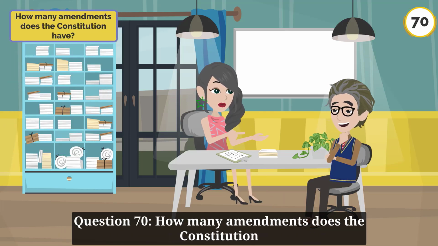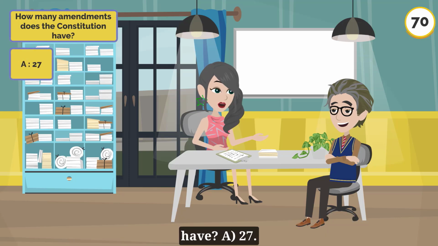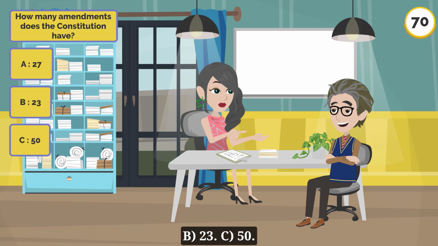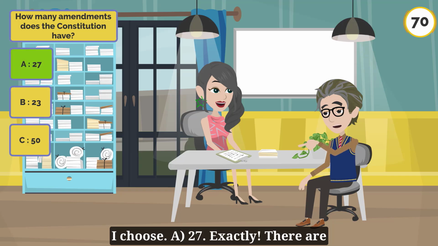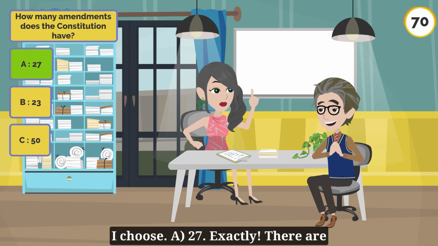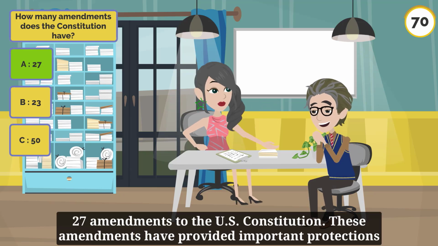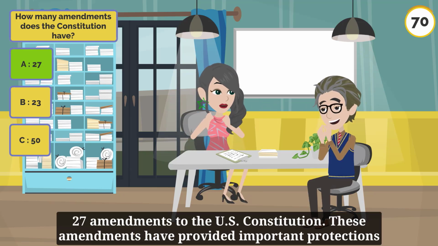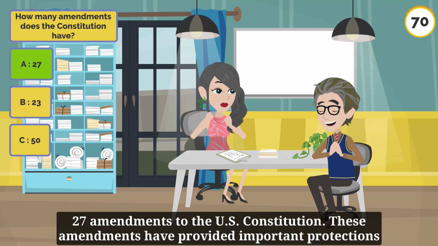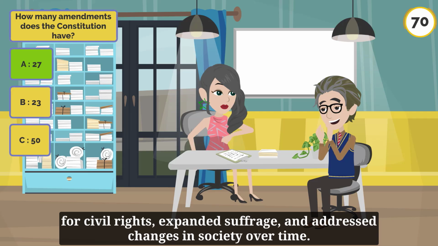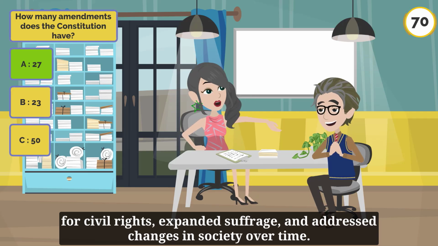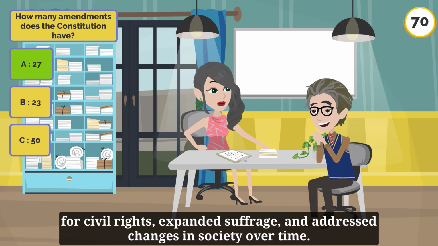Question 70. How many amendments does the Constitution have? A. 27. B. 23. C. 50. I choose A. 27. Exactly. There are 27 amendments to the U.S. Constitution. These amendments have provided important protections for civil rights, expanded suffrage, and addressed changes in society over time.